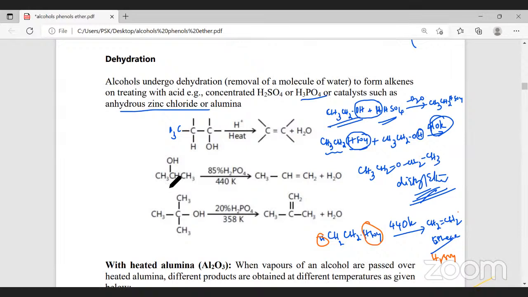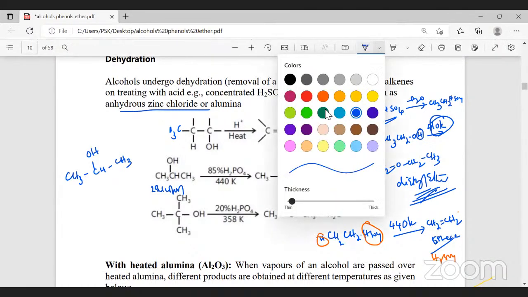Now, the other two reactions. This is a secondary alcohol. When you heat the secondary alcohol with 85% phosphoric acid at 440 Kelvin, what happens is, now I will write it properly here. I cannot show the reaction here. CH3, COH, H, and CH3. Now this CH3, I will write for my convenience like this.